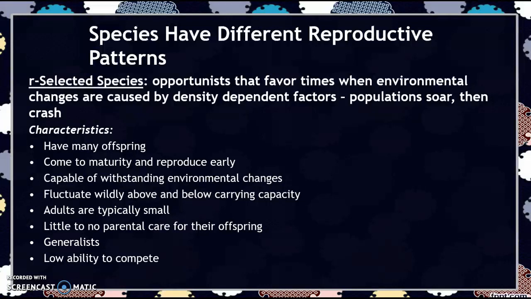So, there are species that have different reproductive patterns. One of those is R-selected species. These are opportunists, generally generalists, that favor times when environmental conditions are caused by density-independent factors, where populations soar and then they crash. So here, they have many offspring, they come to maturity and reproduce early, they're capable of withstanding environmental changes, and their populations fluctuate wildly above and below carrying capacity. Adults are small. There's little to no parental care. Like I said, they're usually generalists, and they have a low ability to compete.